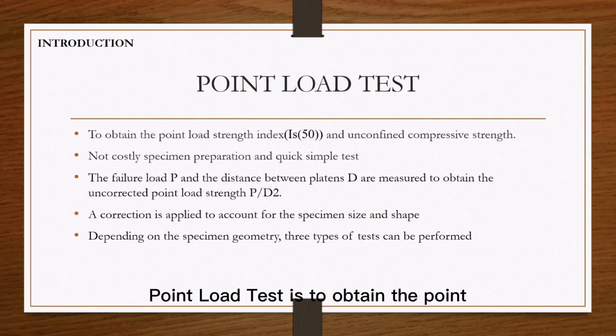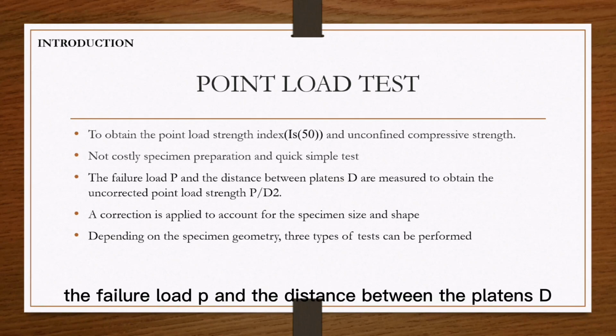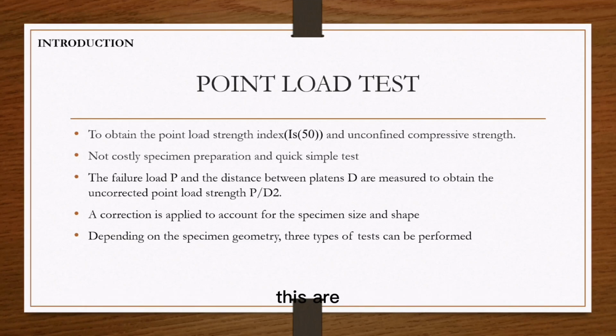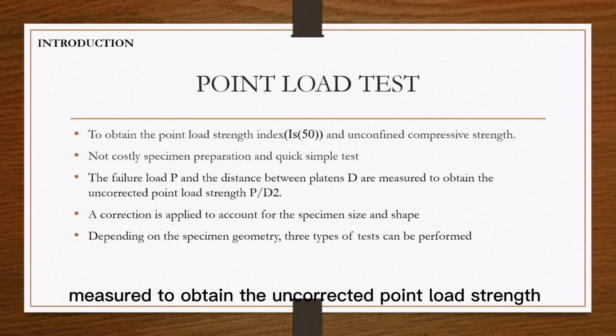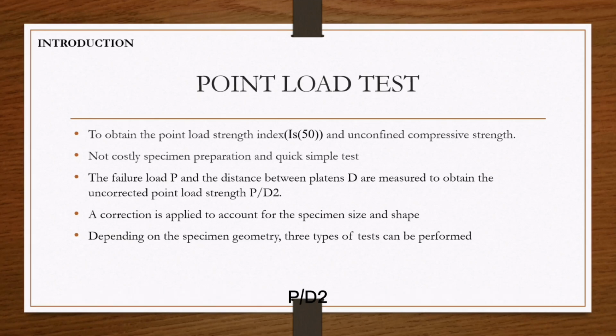Point load test is to obtain the point load strength index IS50 and uniaxial compressive strength. This test does not require costly specimen preparation and is a quick, simple test. The failure load P and the distance between the platens D are measured to obtain the uncorrected point load strength, P over D squared.